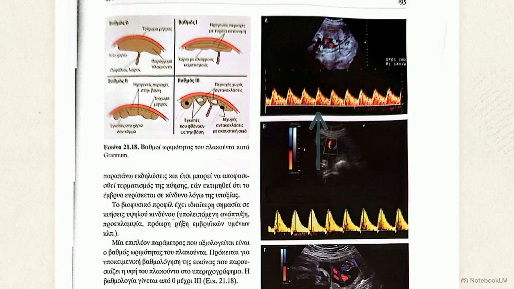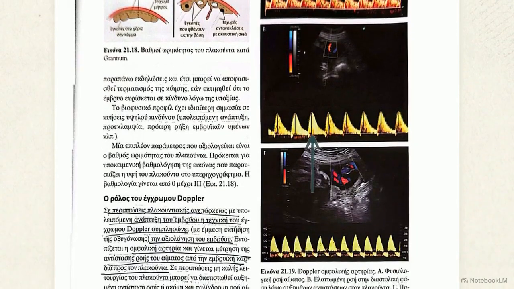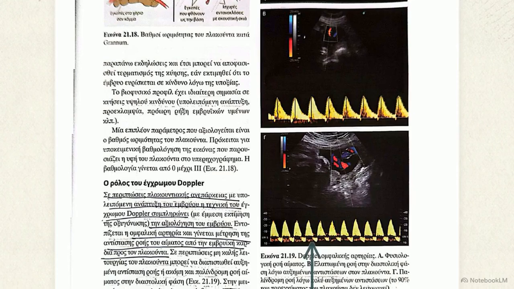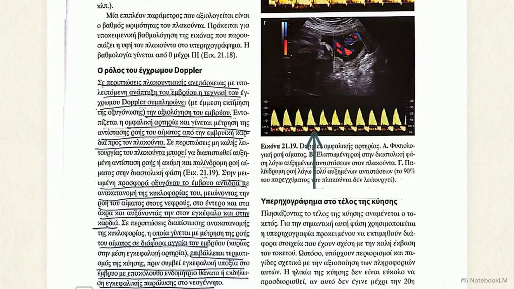Waveform A shows healthy flow. As resistance increases, waveform B shows reduced end diastolic flow. In the third waveform, flow completely reverses below the baseline. This reversed end diastolic flow is a terminal red flag indicating placental failure.